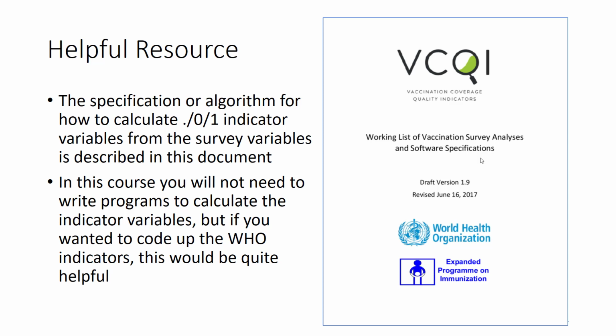In this course, you're not going to need to write programs to calculate those derived variables or indicators. We've done it for you because we just don't have time to have everyone try and fail and then try and succeed in the short time that we have together. But if you want to code up some of these WHO indicators, if you want to do the work, if you want to mimic VCQI in SPSS or in EpiInfo or in R, then this document would be super helpful to you, because it says start with these survey variables, do this step, this step, this step, calculate this intermediate variable, and here's how you calculate the derived variable. So this is a very helpful document.